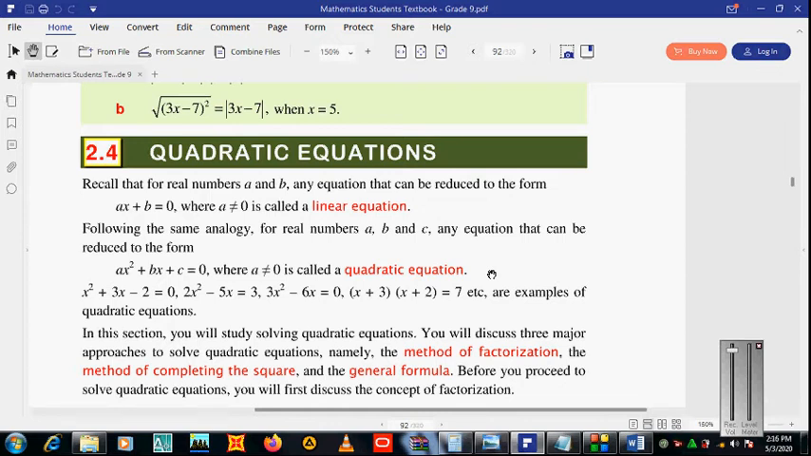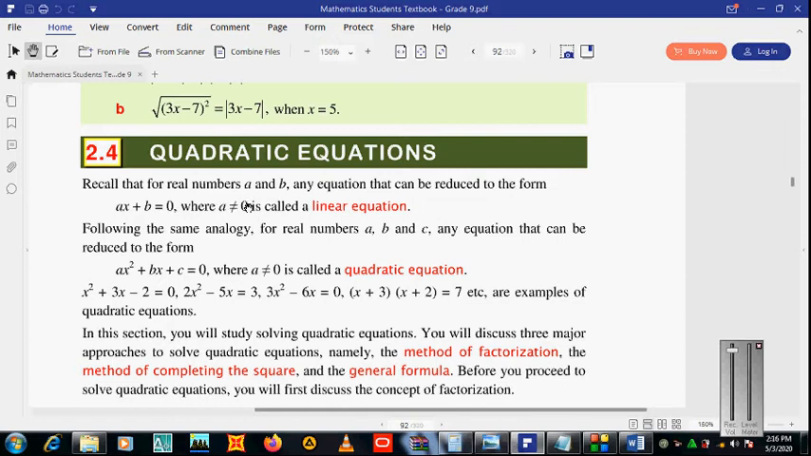Recall that for real numbers a and b, any equation that can be reduced to the form ax plus b is equal to 0, where a is different from 0, is called a linear equation. A linear equation has only one solution for the variable x. With one variable x, there is only one real solution.